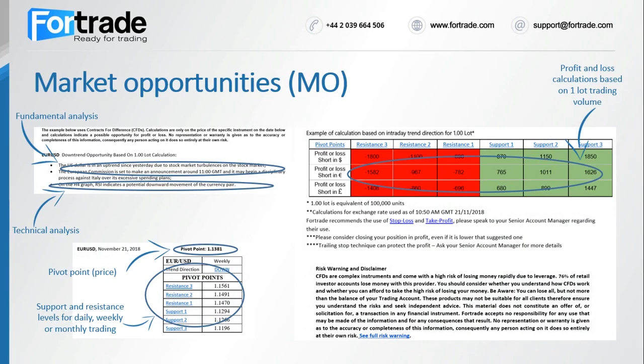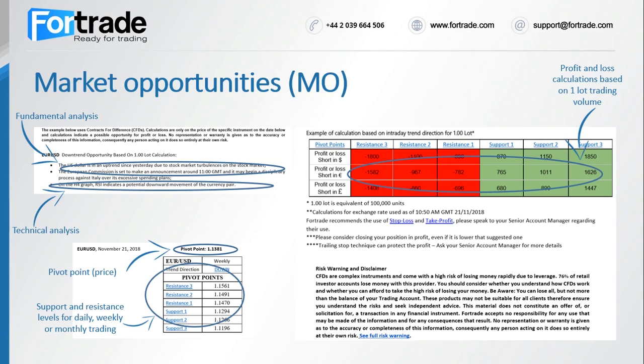Here is an example of a market opportunity. You can see some fundamental analysis on what's going on with the euro-dollar currency pair. You can see that this is a downtrend opportunity over a weekly period, since our analysis suggests the euro would decline in value against the dollar. At the top, you can see some geopolitical events and fundamental analysis that can influence the euro-dollar currency pair. For example, the part on the situation in Italy, which has affected the euro.